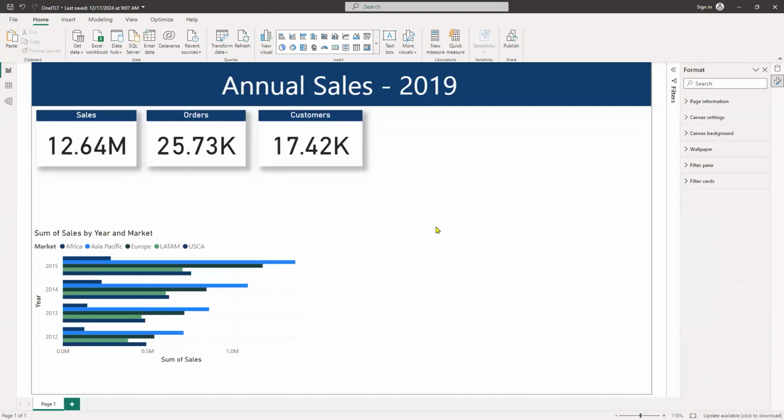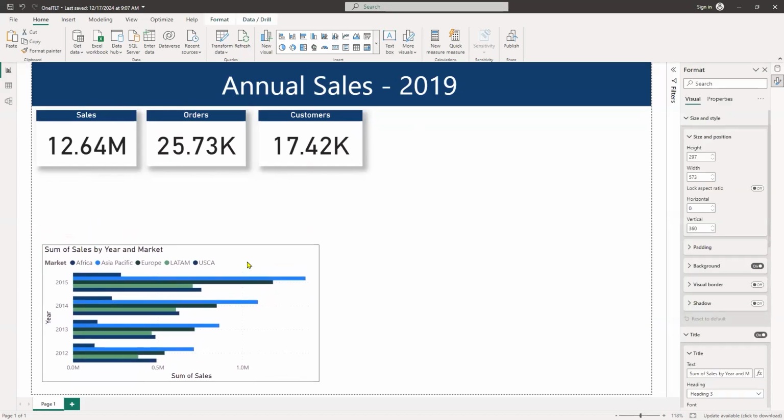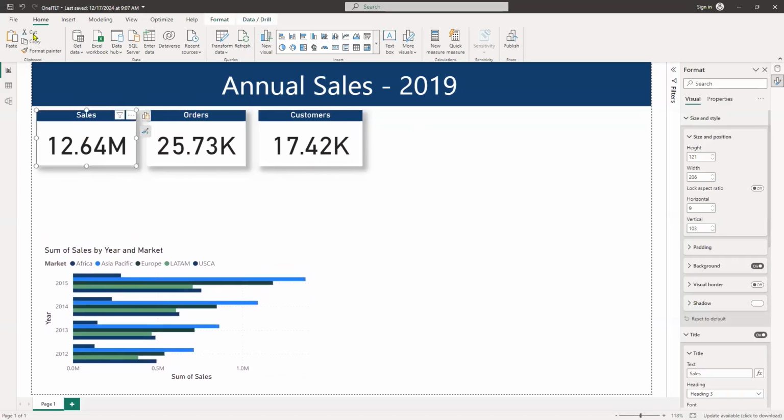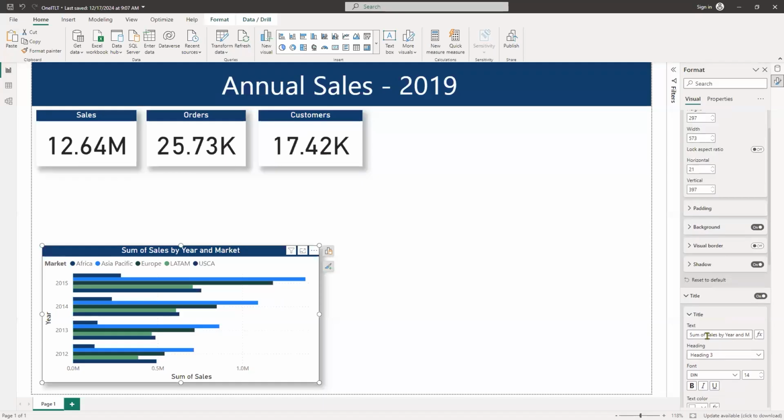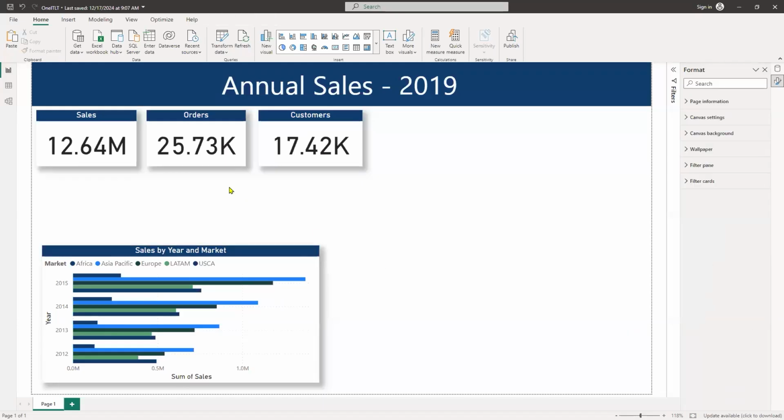There you go. Perfect. So this dashboard, now we can have the same view for this also. Format and paste here. There you go. So sum of sales by year and market. So we'll remove sum of sales, we'll simply call it sales. Now let's jump into creating other visuals.